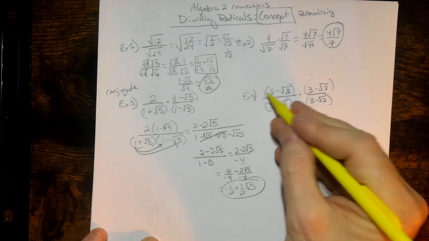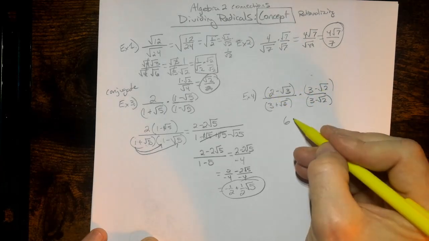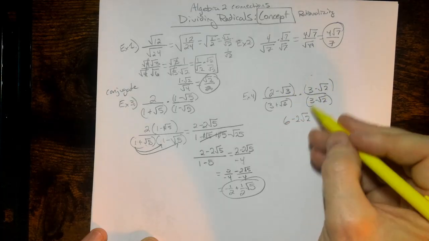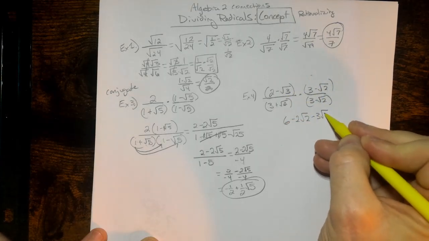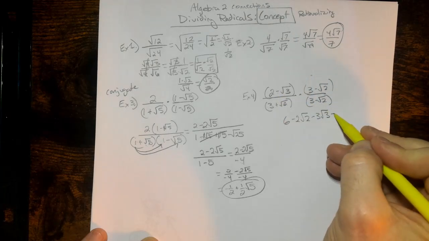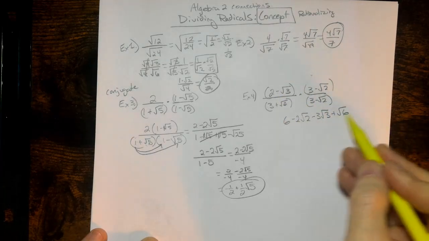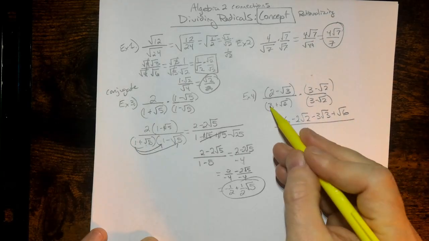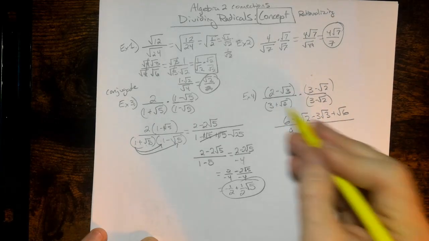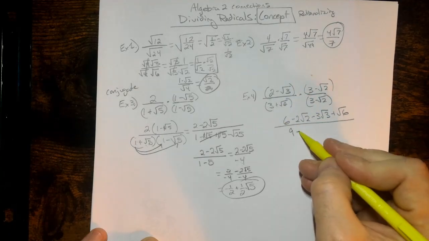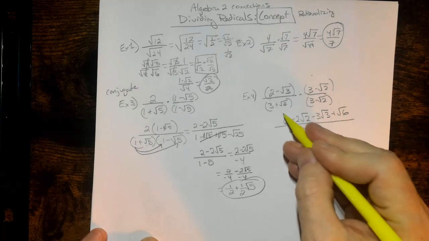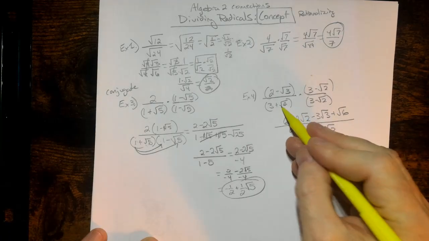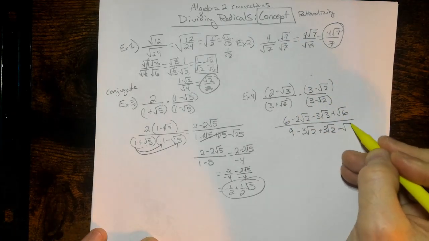But the top, I'm going to have 6, and then minus 2 times the square root of 2. And then I'm going to have the square root of 3, so I'm going to have minus 3 times the square root of 3, and then plus the square root of 6. All these things are actually different, so I can't combine any of those in the numerator. And then in the denominator, I would have 3 times 3, which is 9. Again, that's a perfect square. And then 3 times this over here is minus 3 square roots of 2. And the square root of 2 times 3 is plus 3 square roots of 2. And then the square root of 2 times the negative is minus the square root of 4.